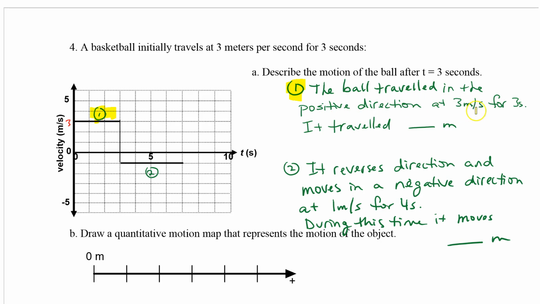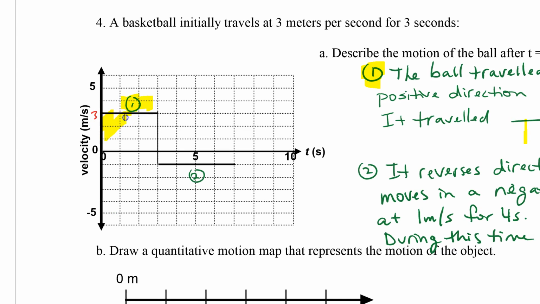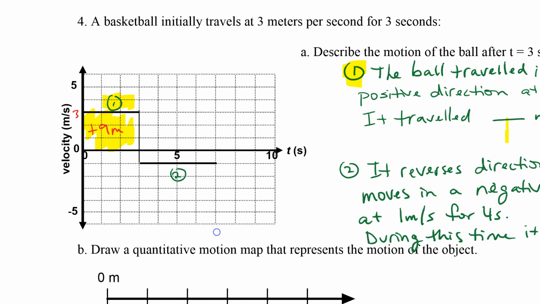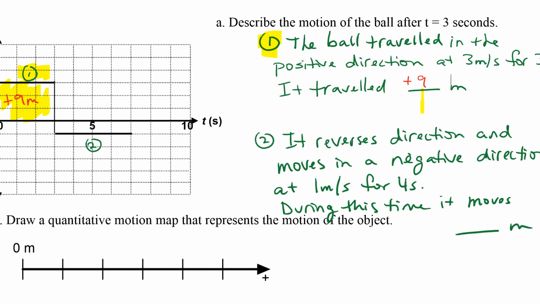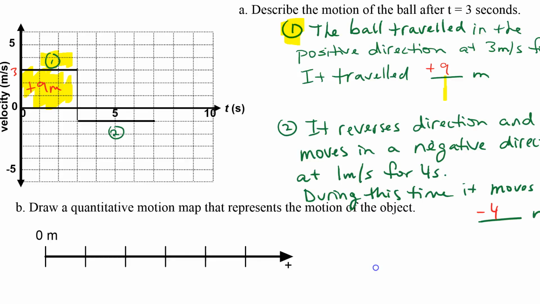Alright, I'm back. It says number 1, the ball traveled in a positive direction at 3 meters per second for 3 seconds, and then I wrote here it traveled for some number of meters, and I was hoping that you could figure that out. So if it travels at 3 meters per second for 3 seconds, it is actually this area here. This area inside of there is going to be how far it traveled. So that is going to be 3 times 3, which will end up being plus 9 meters, just like we had before. So I could say it traveled plus 9 meters. And in segment number 2, it reverses direction and moves in the negative direction at 1 meter per second for 4 seconds. So you guessed it, during that period of time it moved -4.